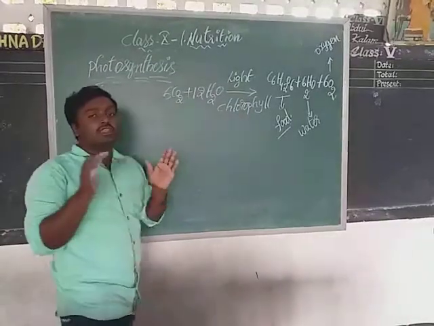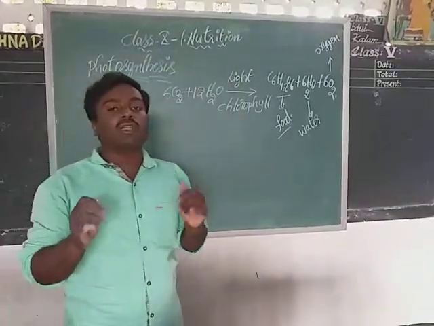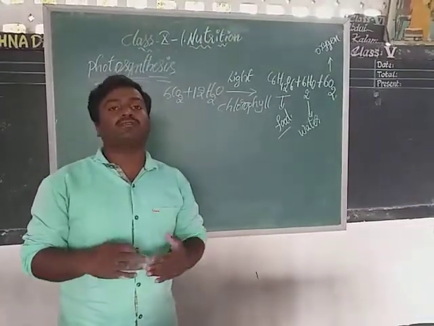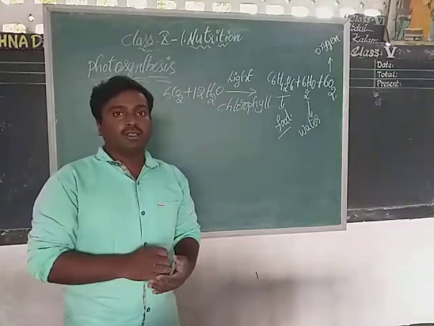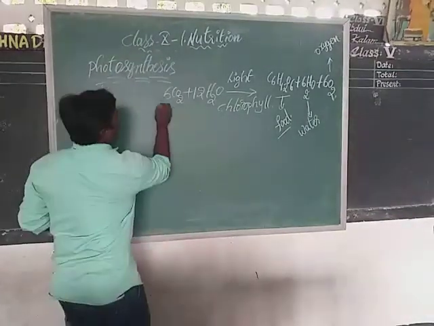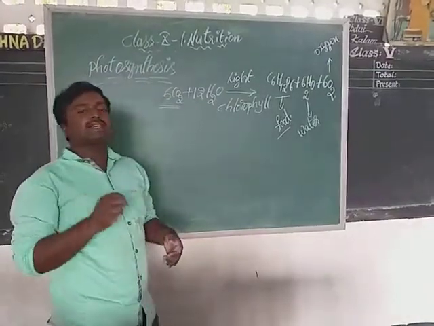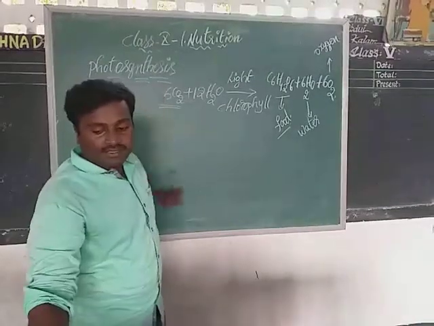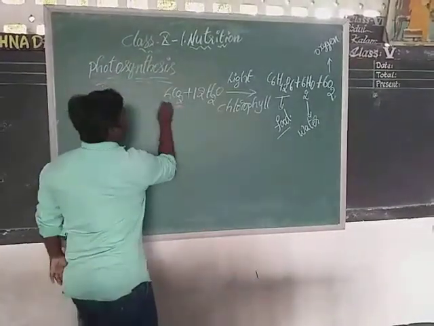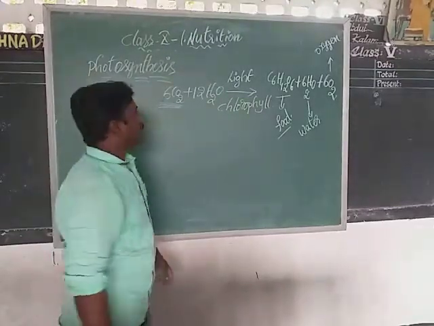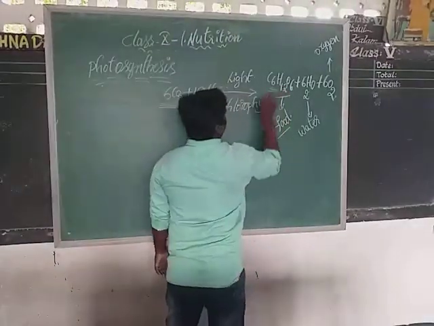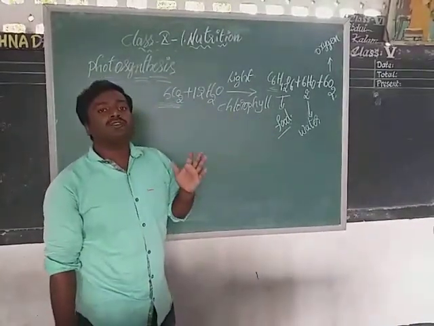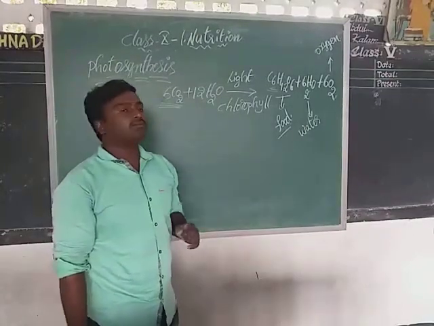Based on this photosynthetic equation, we have three important activities. They will give you the first activity. These three are very important from the final examination point of view. What is the first activity? How can you prove that carbon dioxide is necessary for plant growth? This is one important activity. Next, how can you prove that food is formed? C6H12O6 is formed in photosynthesis. This is another important activity.